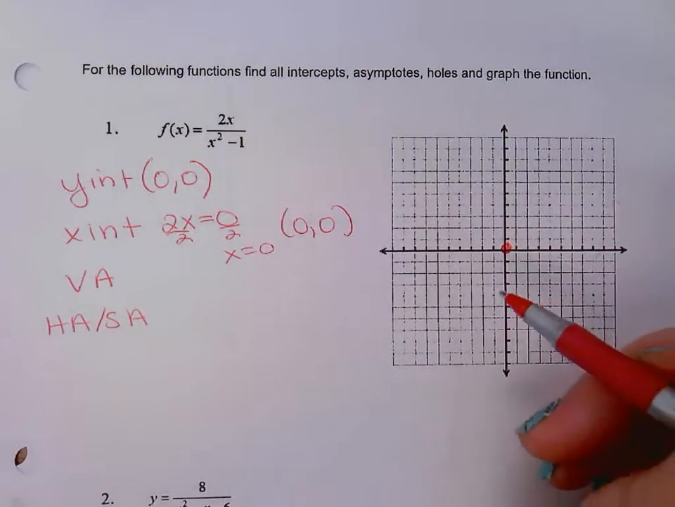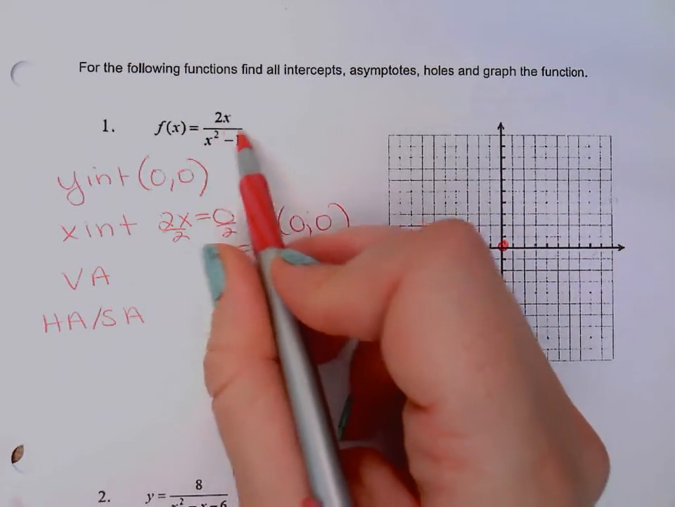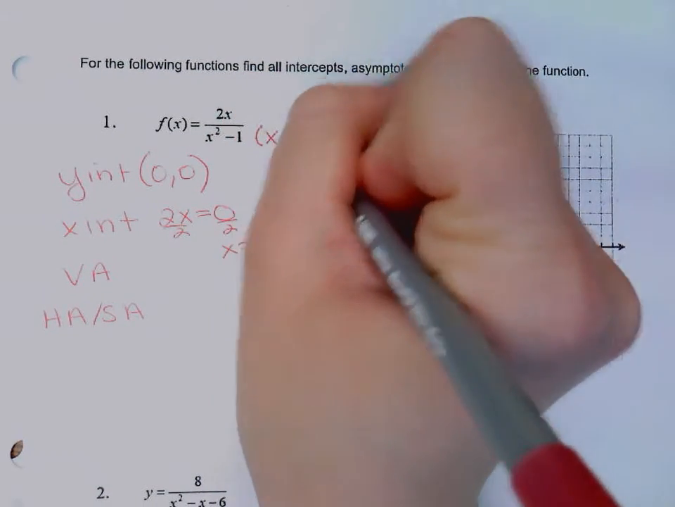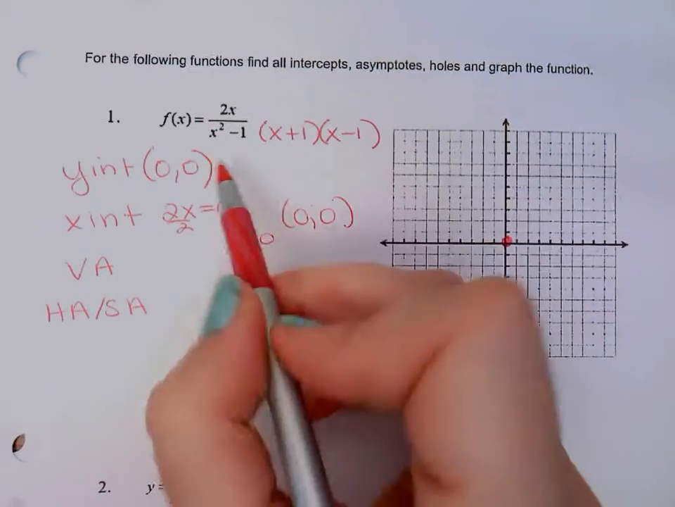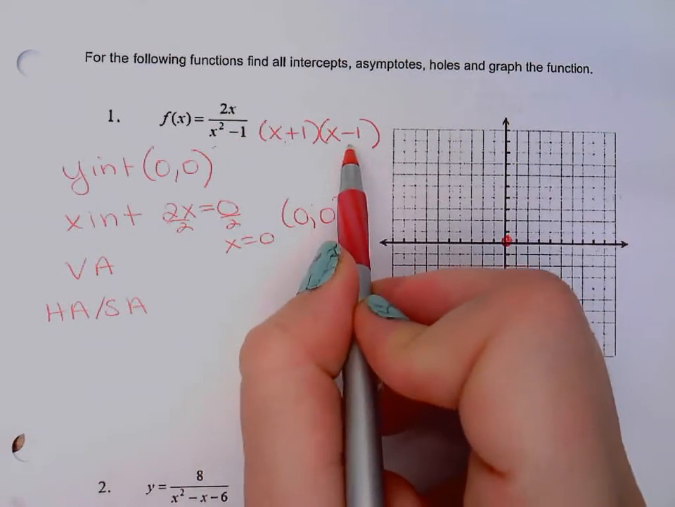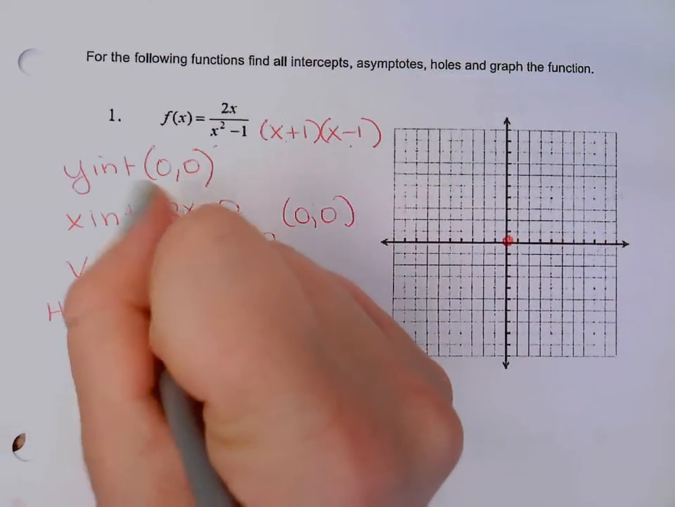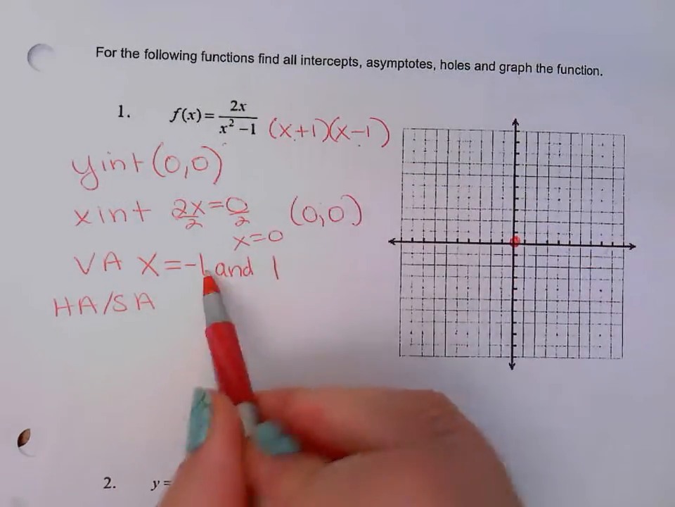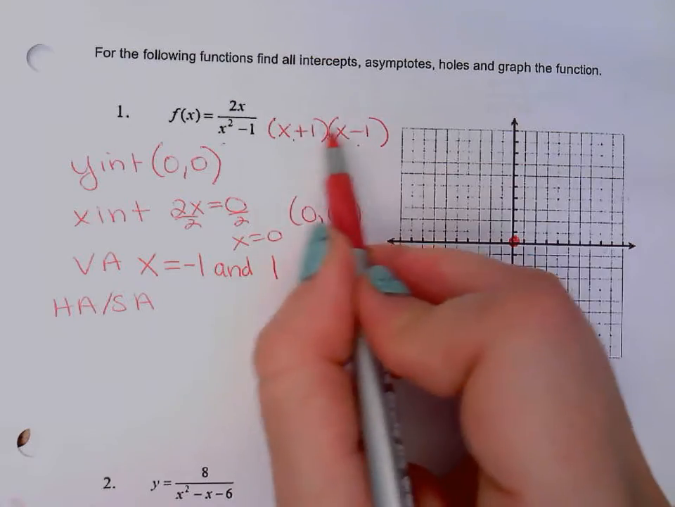My vertical asymptote, I'm going to look at the denominator where that is undefined. So it would be helpful if I wrote it in factored form for difference of squares, x plus 1, x minus 1. So my vertical asymptotes are at -1 and +1 because that makes the denominator undefined.